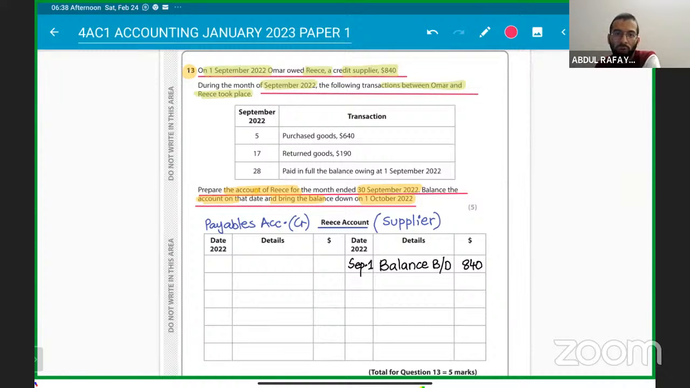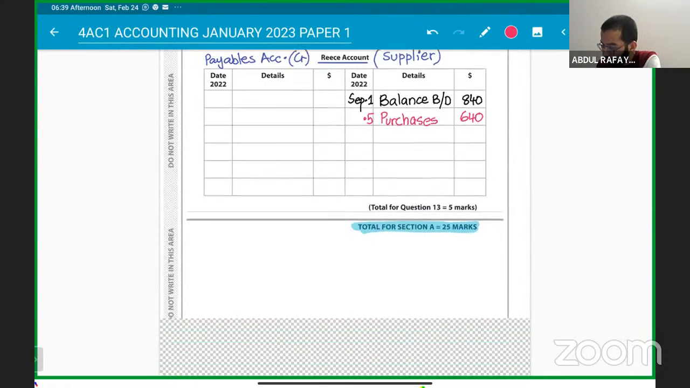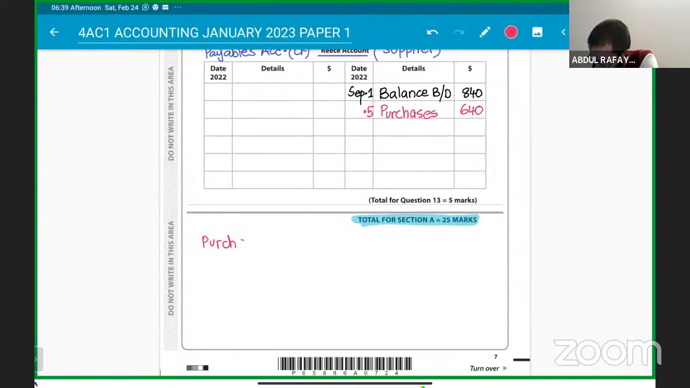Now purchase goods. So on September 5th, they are purchasing goods. What will happen? The purchases account will become debit, and in Reese's account, purchases will become credit. Getting it? So purchases day book on September 5, you will give him more purchases. So $640 on the credit side again. Just make sure you know about those adjustments, the double entries. Purchases debit in their account, and Reese will become credit in his account. Reese credit by $640.